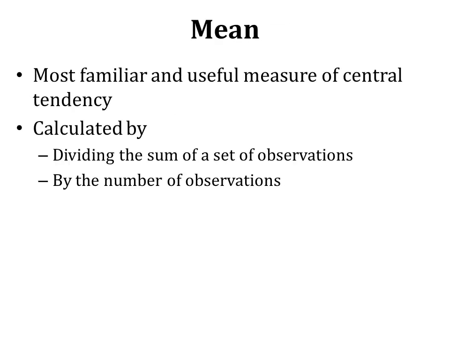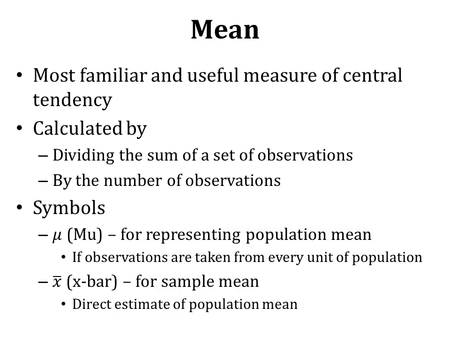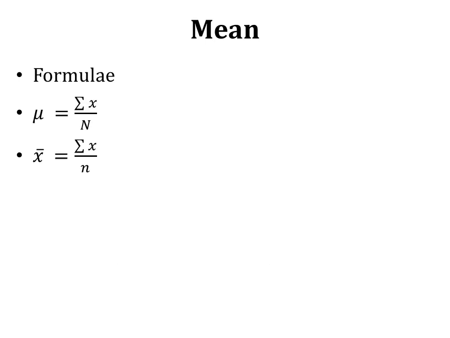So mean is the most familiar and useful measure of central tendency, and it is calculated by dividing the sum of a set of observations by the number of observations. The symbols used for the mean are mu and x bar: mu for the population mean and x bar for the sample mean. And these are the formulas for the calculation of mean values, and we did a number of exercises in the class to calculate the mean value.